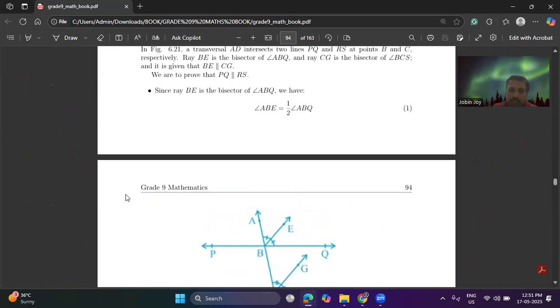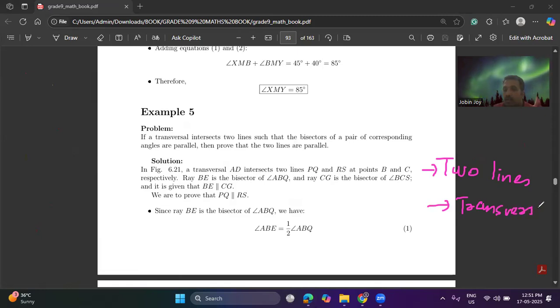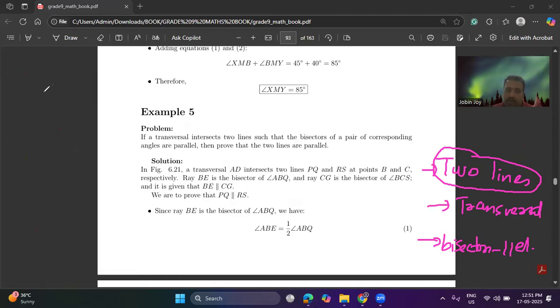So for the next question, first we will write the question. If a transversal intersects two lines, so we have two lines and there is a transversal, and the transversal intersects these two lines such that the bisectors of a pair of corresponding angles are parallel. So bisectors are parallel. Then prove that the two lines are parallel. Our aim is to prove that the given two lines are parallel.